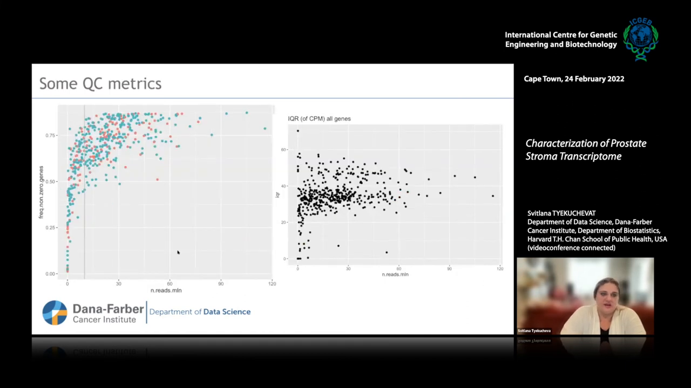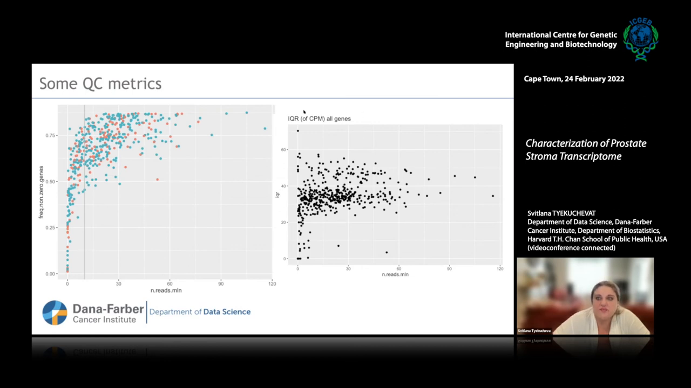Again, this is the SumQC that we looked at. This is the number of reads in millions, and this is the frequency of non-zero genes. So this is basically, per sample, how many genes you observe with non-zero counts. And for some of them, you basically get zero output. You don't have anything. So of course, we had to filter those samples out.